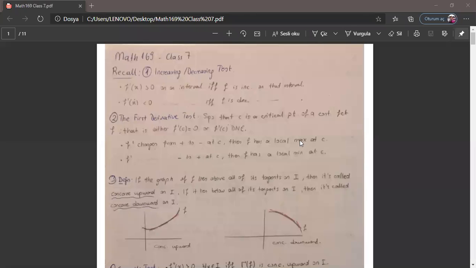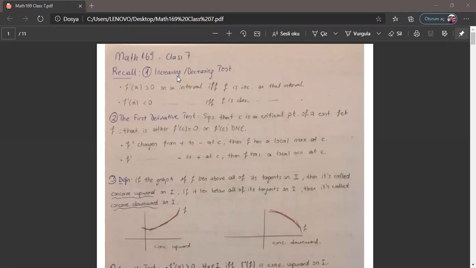Hey everyone, we will solve the seventh worksheet today. It's about the increasing, decreasing test, critical points, and sketching graphs, and L'Hopital's rule. So here we have a recall first.